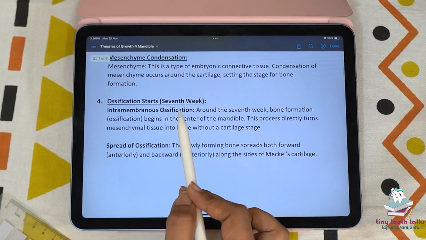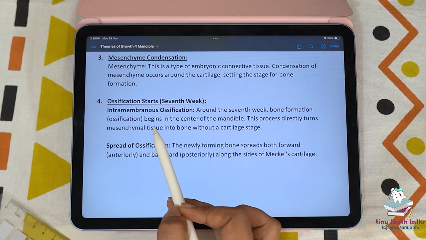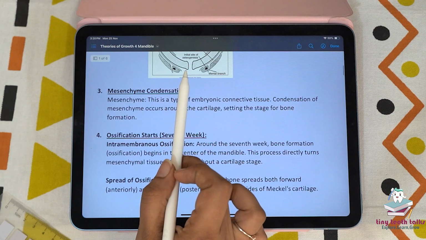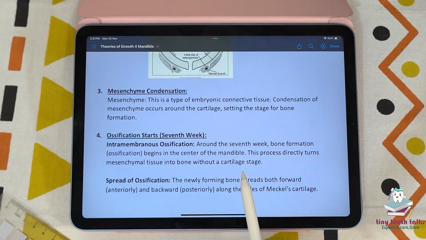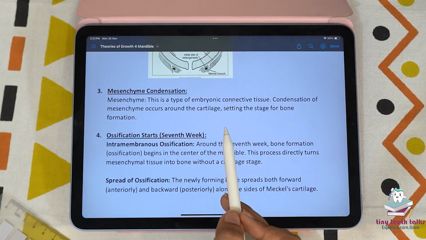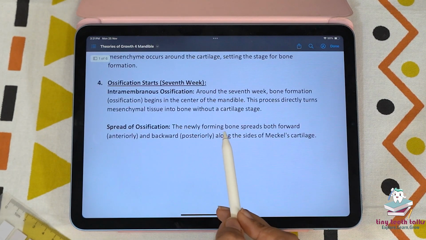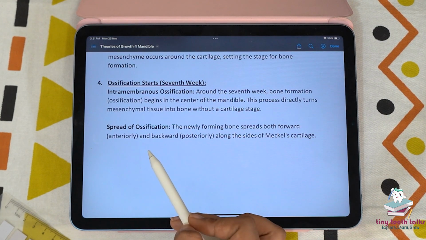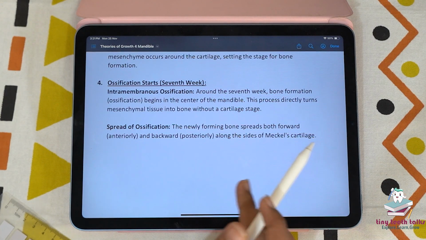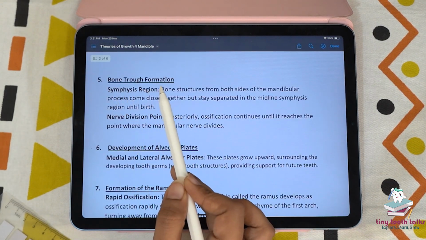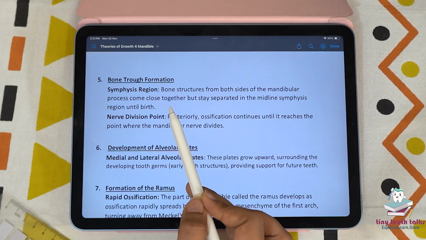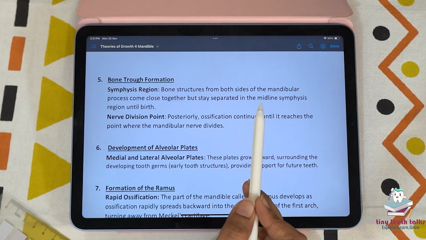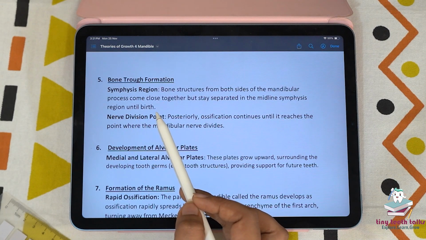Then around the 7th week, bone formation begins in the center of the mandible. This process directly turns mesenchymal tissue into bone without a cartilage stage because of the mesenchymal condensation. The newly forming bone spreads forward and backward along the side of Meckel's cartilage. Then bone trunk formation: bone structures from both sides of the mandibular process come close together but stay separated in the midline symphysis region until birth.